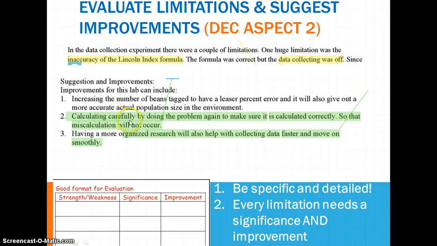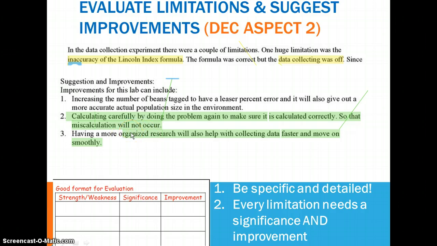Oh, we weren't careful. We didn't calculate correctly. Well, what would be calculating correctly? What's the significance of doing that? And how specifically are you going to do that better? Will you do more trials? How was this human error? This is very unclear. This also is a scapegoat that is not clear either.